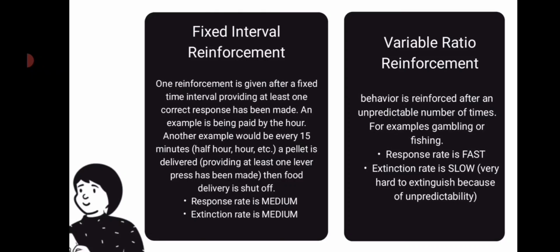Next is the variable ratio reinforcement. Here, behavior is reinforced after an unpredictable number of times. For example, gambling or fishing. Response rate is fast and extinction rate is slow. Why? It is very hard to extinguish because of unpredictability.